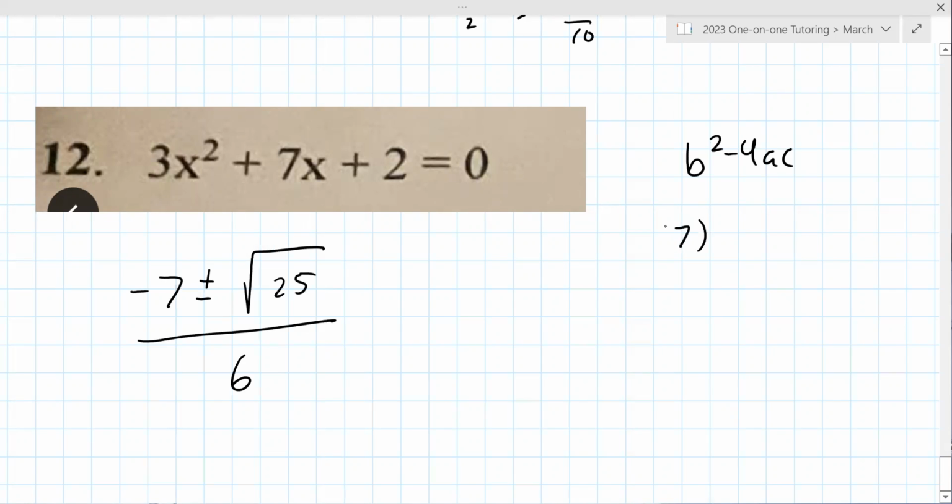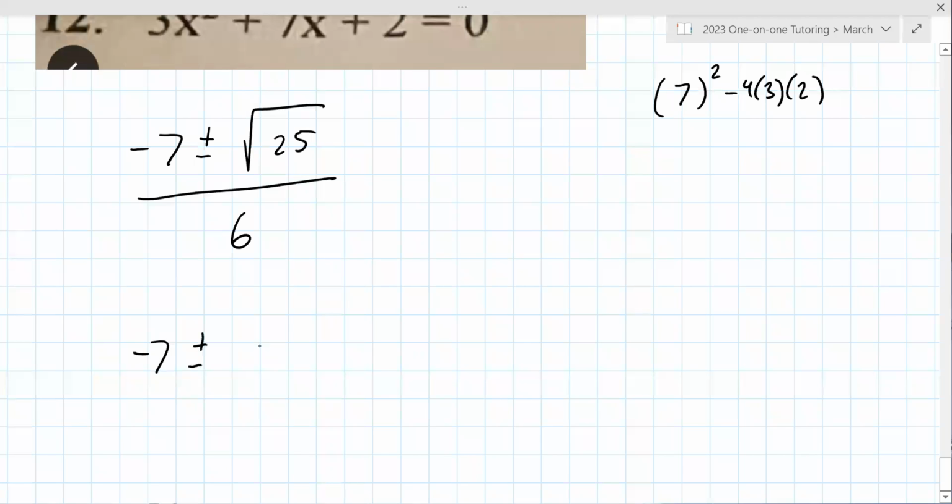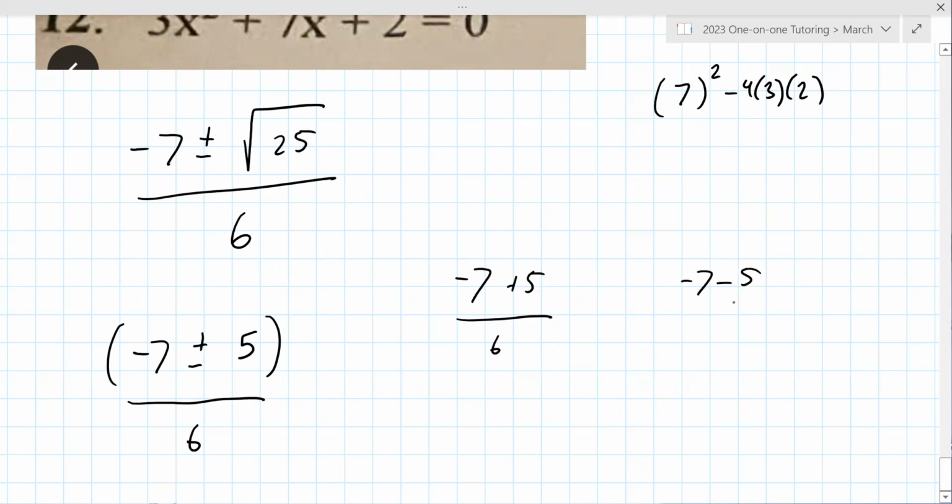B squared, I'll just double check that. So you got 49 minus 24 is 25. This looks great. So what is the square root of 25? Oh yeah, 5. All right, so this is kind of the same as we did before. It is two cases. It's -7 plus 5 divided by 6, and then -7 minus 5 divided by 6.